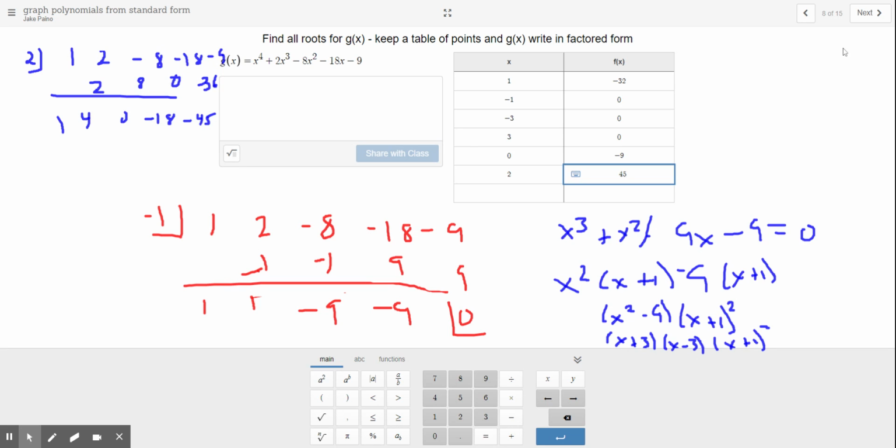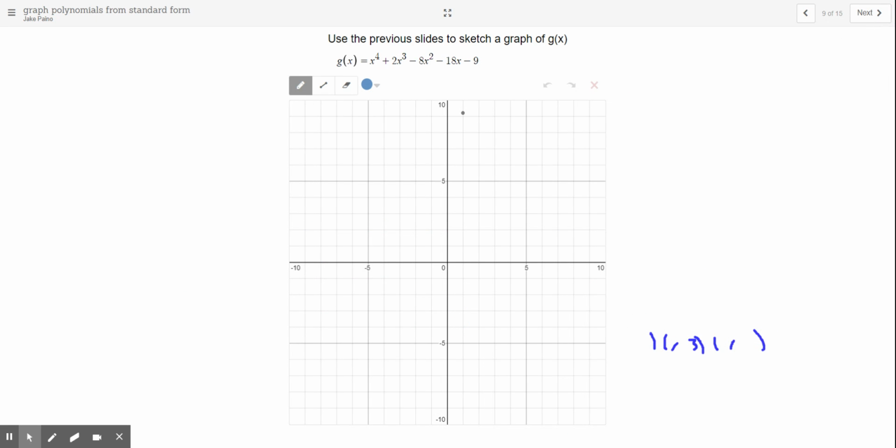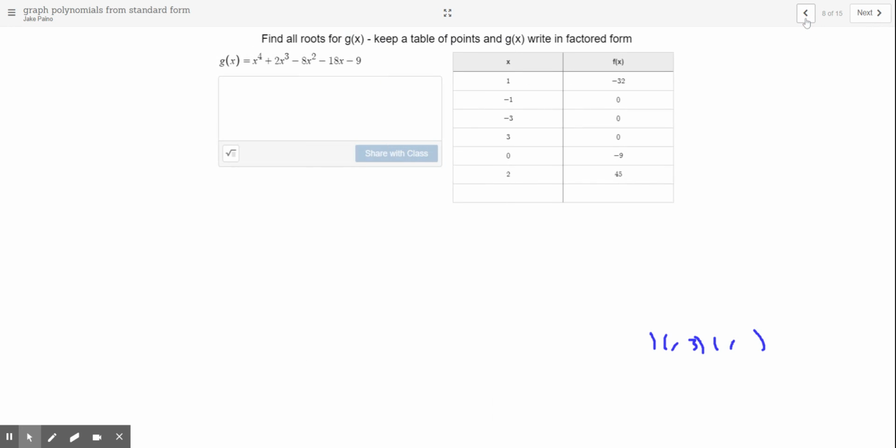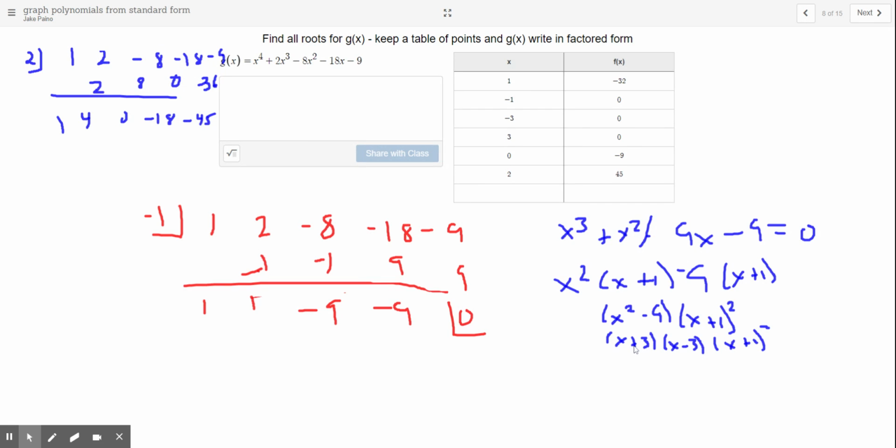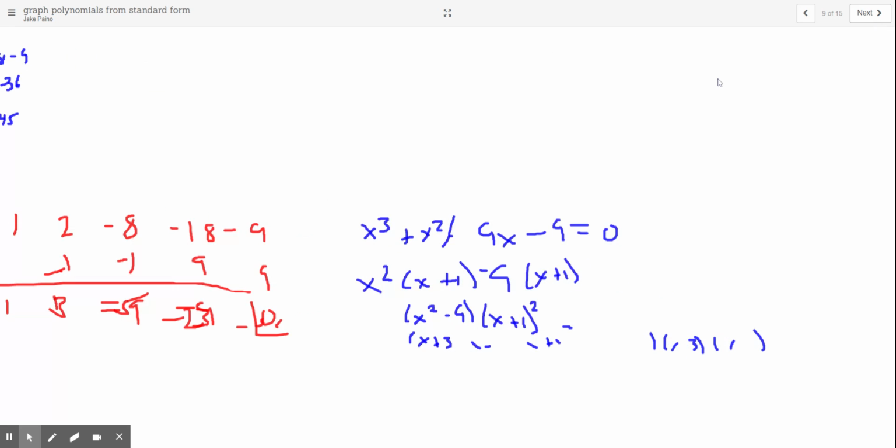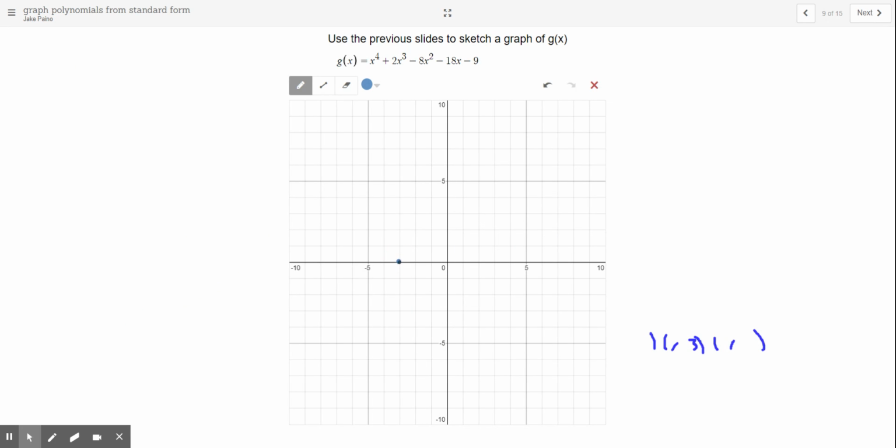So when I go to sketch this, I'm going to plot my zeros. Again, my zeros come from my factored form here. So -3, 3, and -1. I know my end behaviors are going to be shooting up on both sides. I know it's going to come down through here. It's going to hit this, it's going to bounce, it's going to come way down.